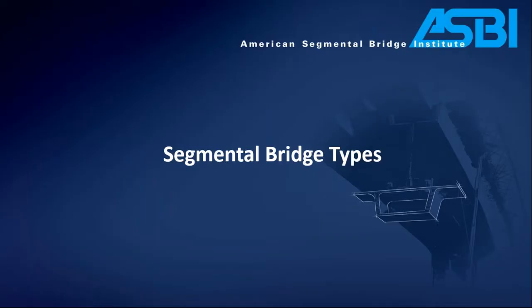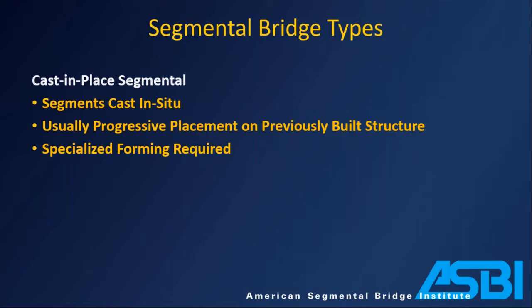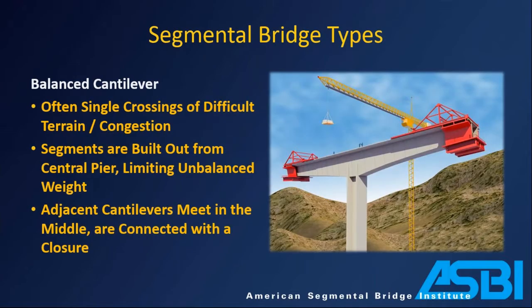So first going to run through the different types of segmental bridges, and we're going to start with cast in place segmental. So cast in place segmental, that means that you are casting these pieces more or less right where the bridge is going to exist. So you're casting them along the alignment, and you're working your way out in pieces, in segments. So mostly this is used as progressive placement of some kind on a previously built structure. So you're building your way out, and you have a lot of needs for specialized forms.